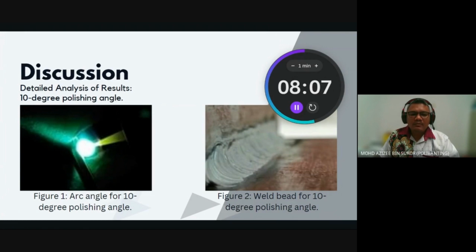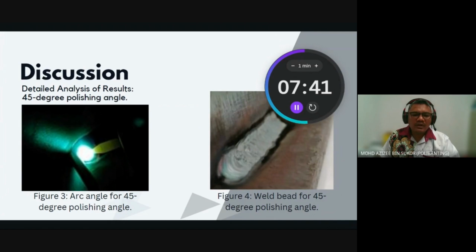For the 10-degree polishing angle, it produced a larger arc angle and significant molten pool expansion, yielding a wider weld bead, as depicted in figure 1 and figure 2. Contrary to modest expectation, this angle demonstrates benefit for applications requiring a wider weld.